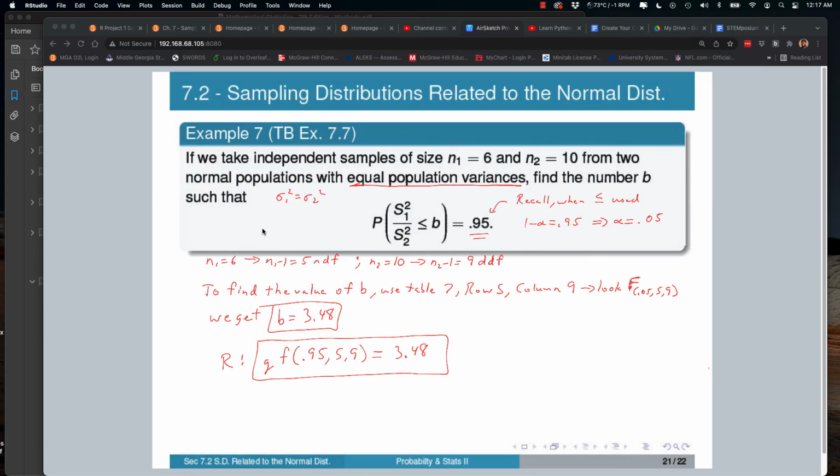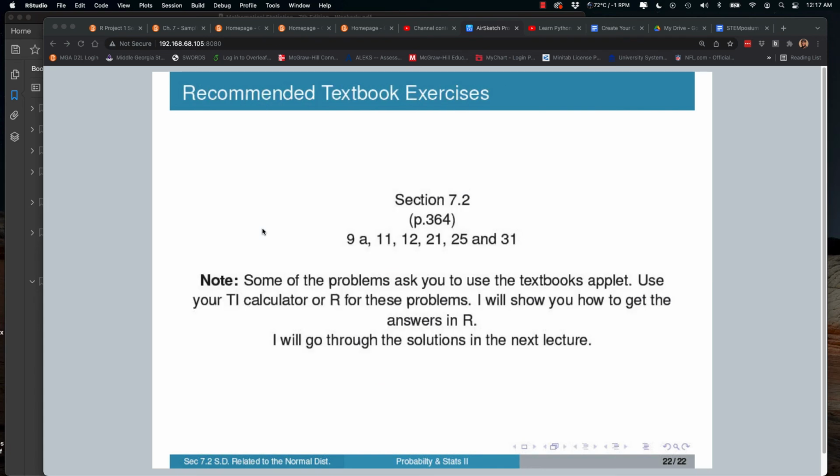So we went over a lot in the last 2 lectures. None of it's terribly difficult, but there's a lot of information, right? So make sure you're really comfortable with it, because these are the things that you really want to be comfortable with from a statistician standpoint. Understanding these sampling distributions is important. So the recommended homework, which I'll go over in the next lecture, is section 7.2. Do 9A, 11, 12, 21, 25, and 31 in section 7.2's exercises.